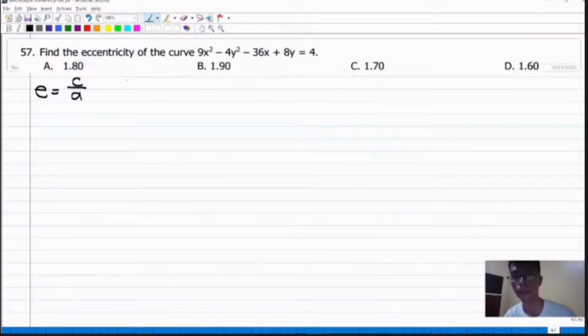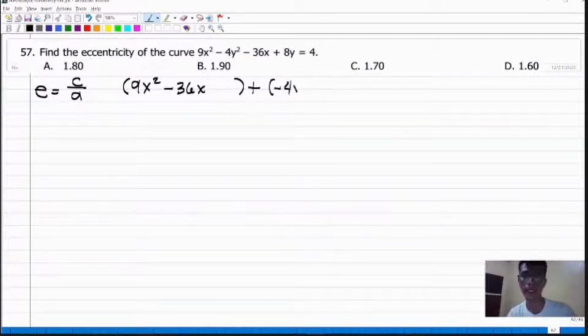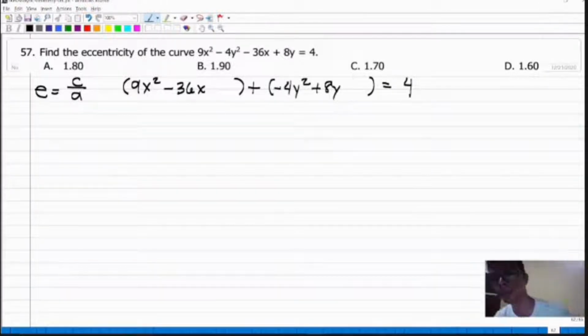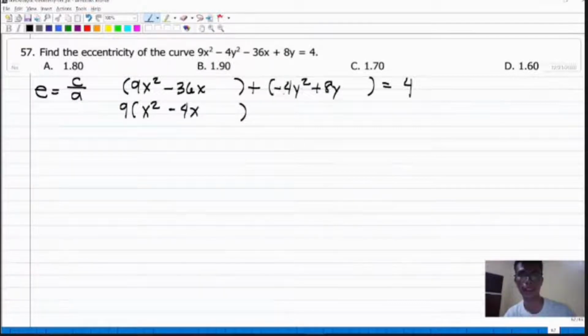So, gagawin standard form. So, yung 9x square ay mayroong kasamang negative 36x. And yung negative 4y square ay mayroong kasamang positive 8y. And then, ilabas natin yung 4. So, nakalabas naman na pala yung 4 sa kabila. Okay na yan. So, yung x square natin ay mayroong 9 na katabi. Dapat lumabas muna yung 9. So, lalabas yung 9. And sa 36, ilalabas din natin yung 9. May matitirang negative 4x.